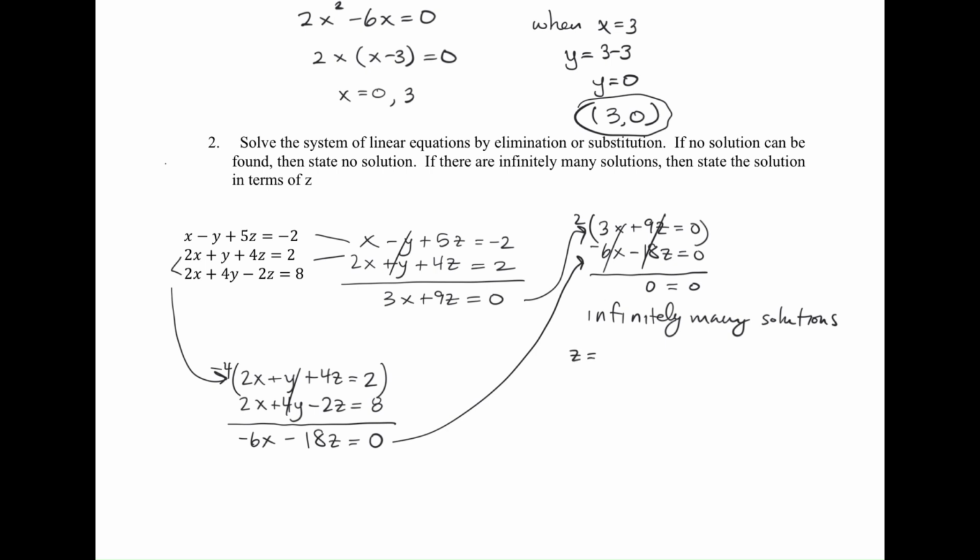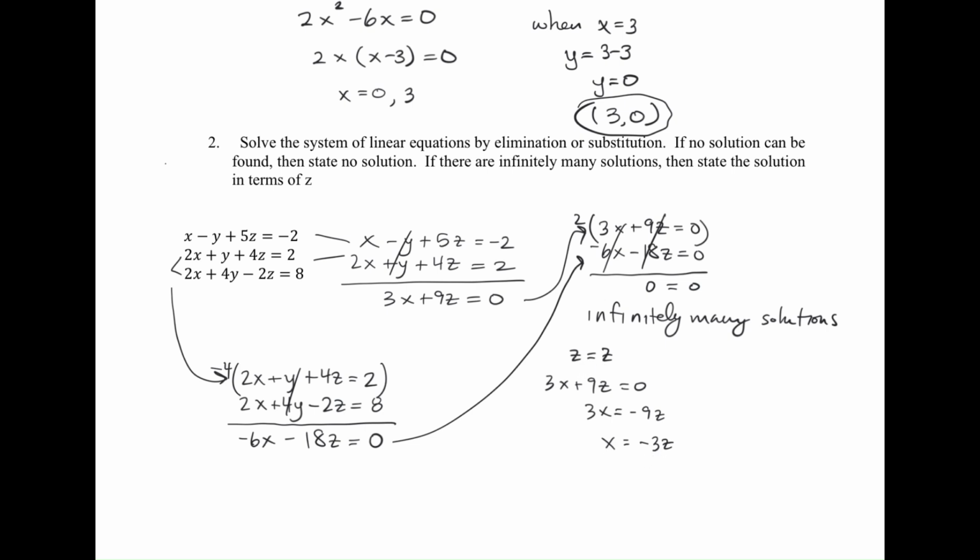So z is just equal to itself. Now notice in either this equation or this equation, we have x and z. We know that z is just going to equal itself, so we can solve for x in terms of z. So go back here and make the statement that 3x plus 9z is equal to 0. If I subtract 9z, I get 3x equals negative 9z, and then divide by 3, I get x is equal to negative 3z. So now I know that z is equal to itself, x is equal to negative 3z.